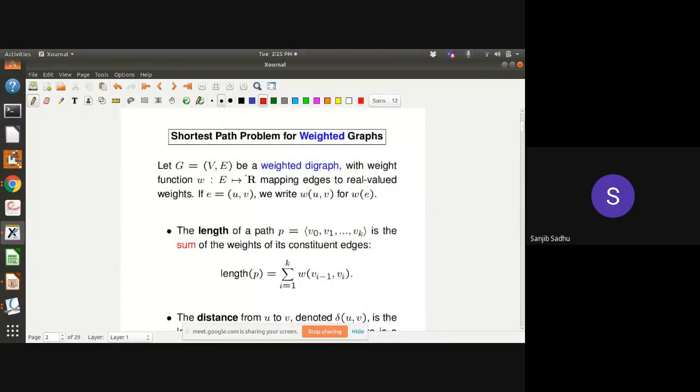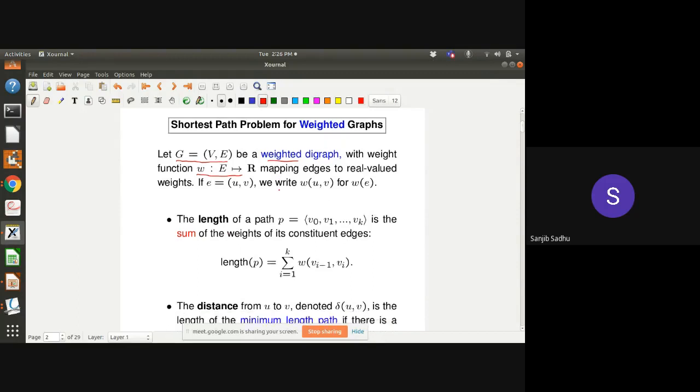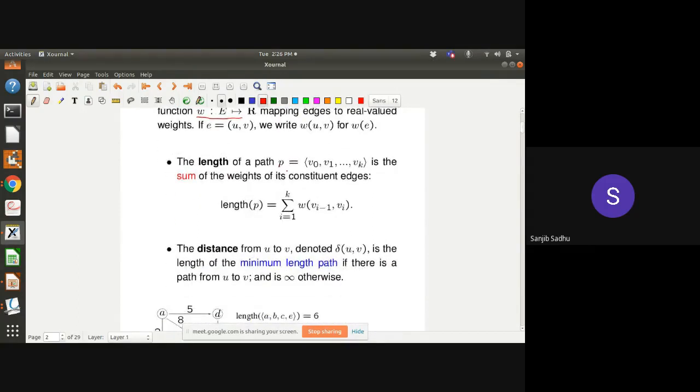Now, this is a weighted graph G. There are weights on each edge, and all the weights are positive. We are taking positive weights in this case. So what do we mean by the length of the path? Weights are denoted by w(u,v) or w(e), where e is the edge that connects two vertices u and v.